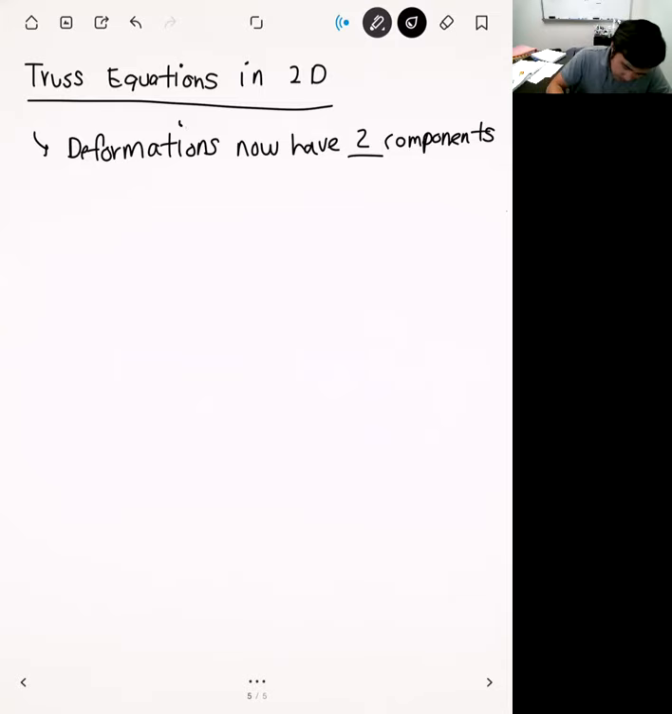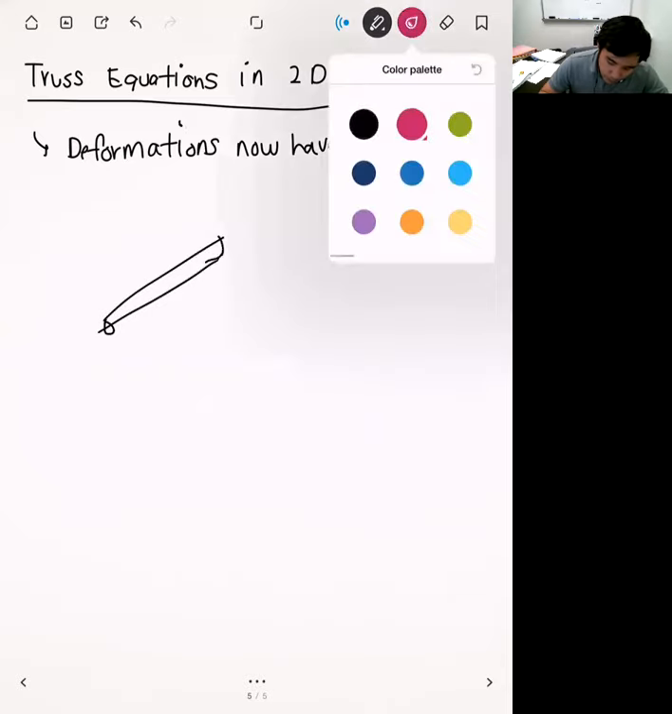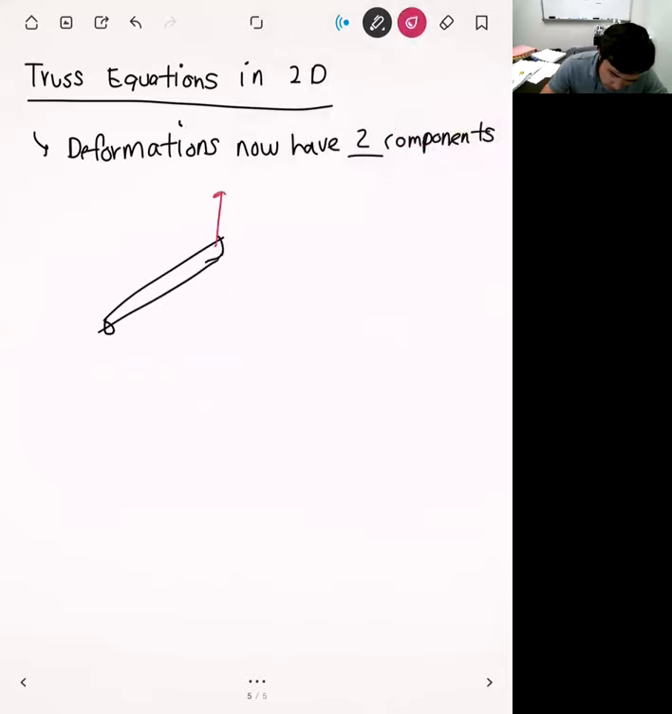Okay. All right. So visually, it looks something like this. Okay. And so we can break up the deformations at each of these nodes into an X component and a Y component. Okay. And so basically at each node, we're going to be solving for two quantities.